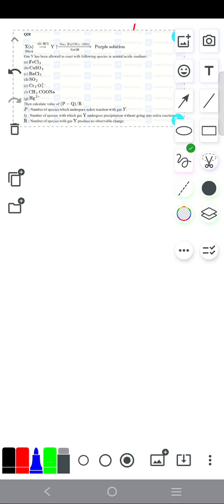So let's begin, which says X reacts with dilute HCl to form a gas Y, which further reacts with sodium nitroprusside to form a purple solution. So the second reaction, in which Y reacts with sodium nitroprusside, is basically a confirmatory test of sulfide ion. So Y will contain S2 minus, and since it is a gas, it would be H2S.